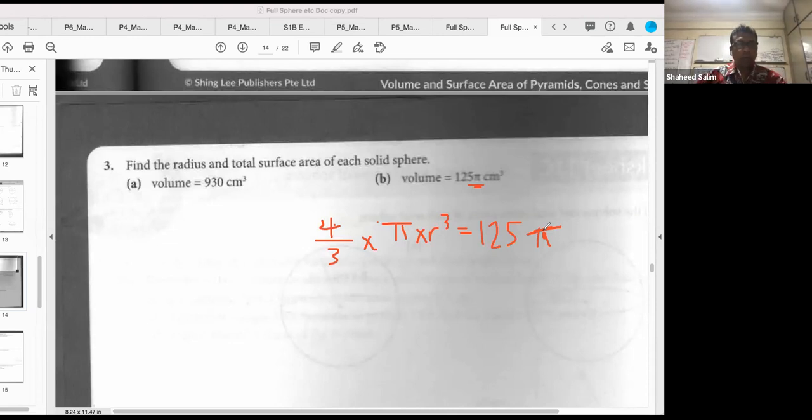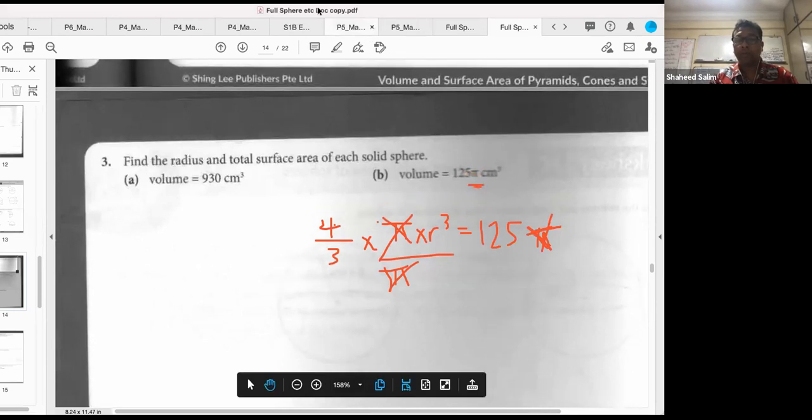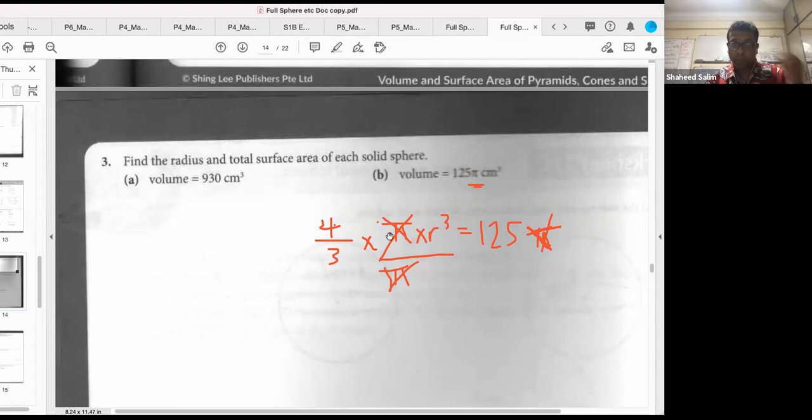Okay, let's check, Ryan. So now we take the volume equals to this. Now we can cancel this straight away. Why? It's as if you divide by pi. I divide the left side, I divide the right side. Gone. So now what is it? 4 over 3 r cube.